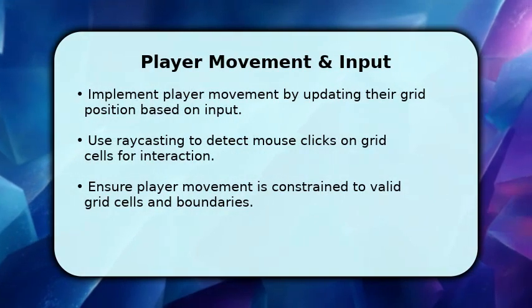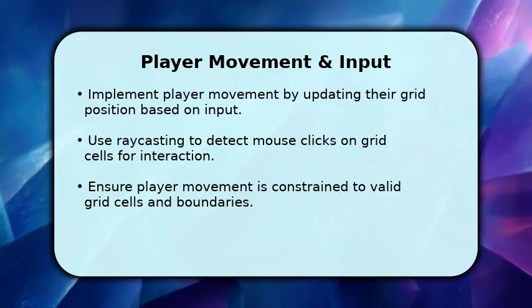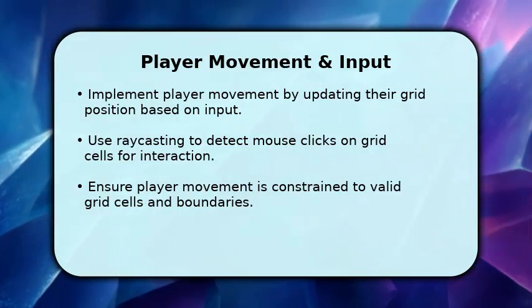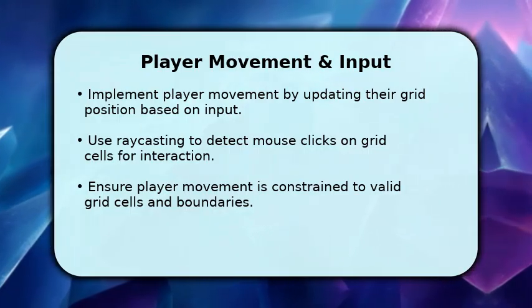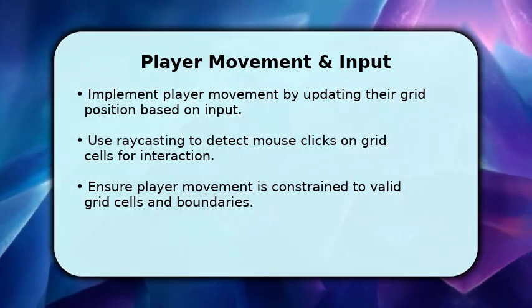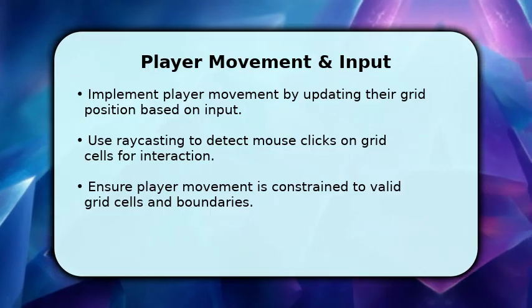Now, let's get our player moving around the grid. You'll need to capture player input, like arrow keys or mouse clicks, and translate that into changes in their grid coordinates. When a player moves, update their visual position smoothly to the new grid cell.